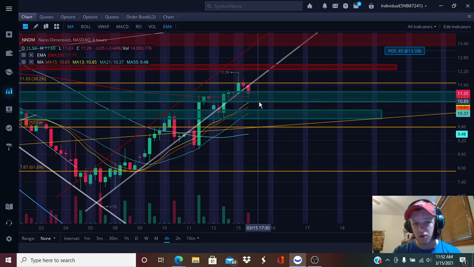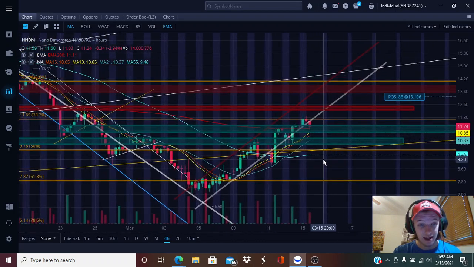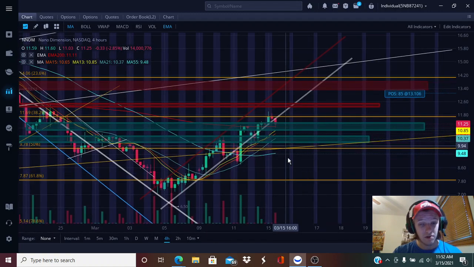But your second level to watch, right? Your first level is 1089 to where we're at now, 1128, right? Second level, a better level of support to get in on, is this level right here, 1052 to 1011. Anywhere in that range is going to be really great.